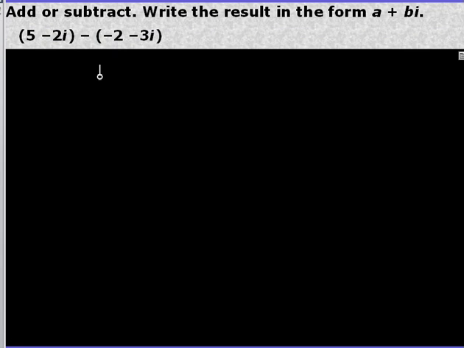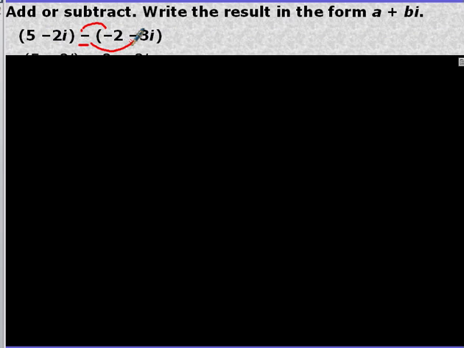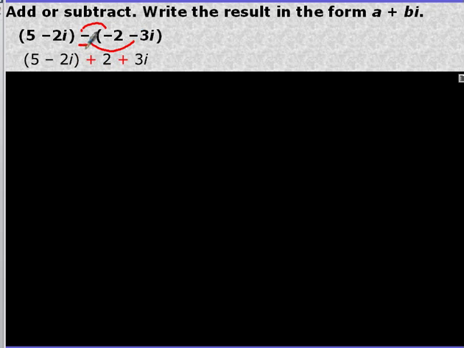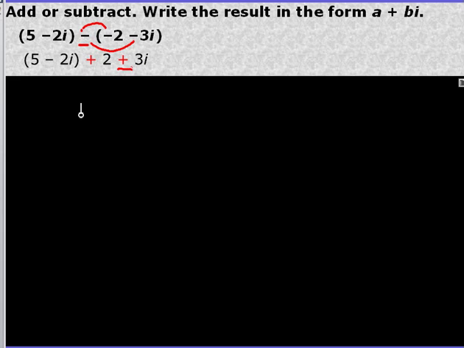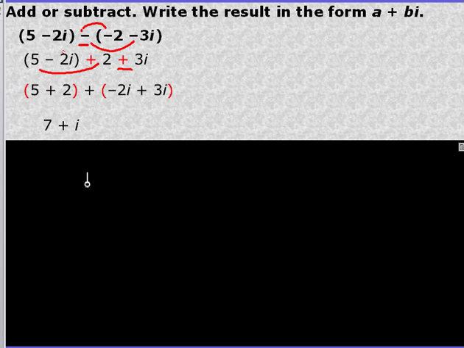Next example. Similar, but notice we have the subtraction here, so you want to distribute that, just like when we learned to do with variable expressions. So it ends up being 5 minus a negative 2 is 5 plus 2. So that's what's happened here. And then minus a negative 3i becomes plus 3i. And now we can combine our 5 and 2 and our negative 2i and positive 3i to get 7 plus i as our final answer.